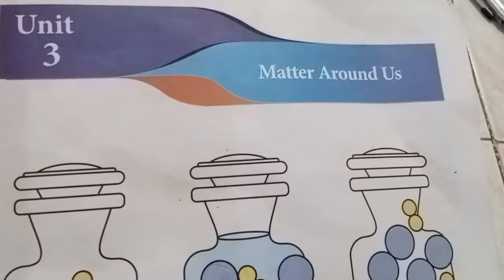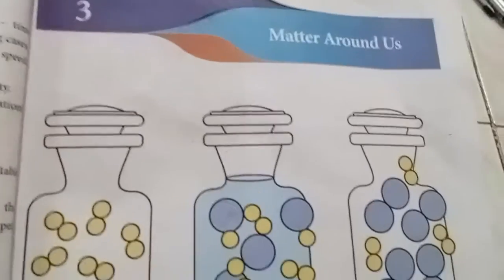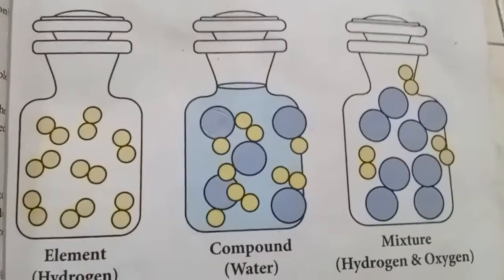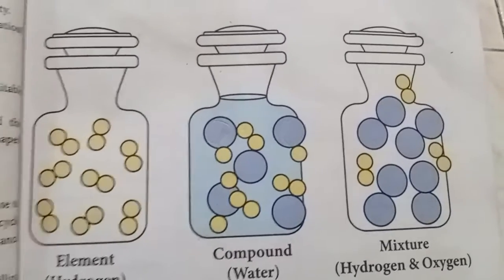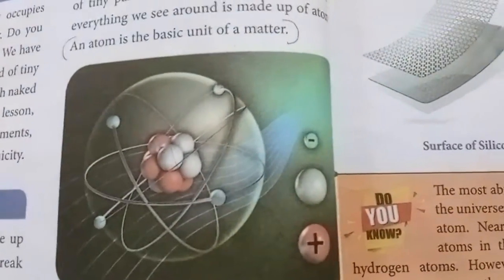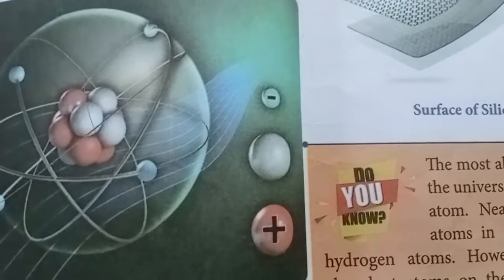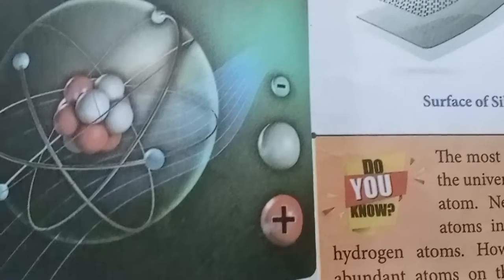Okay, let's see the matter around us. So what is matter? Matter is nothing but a compound or mixture or element, whatever it may be. Whatever the thing that surrounds us is known as matter. We know that everything that occupies space and has mass is called matter. Matter cannot be seen with the naked eye. The particle called the atom is the basic unit of any matter.